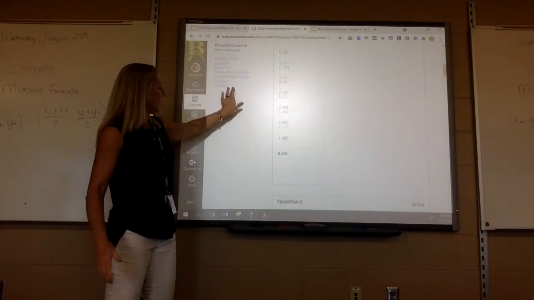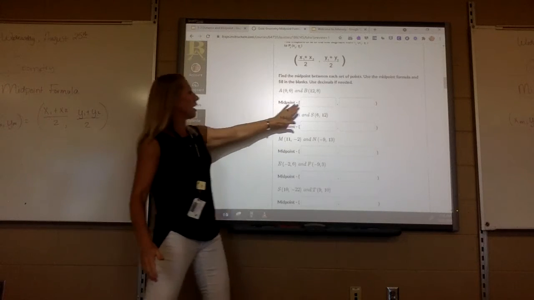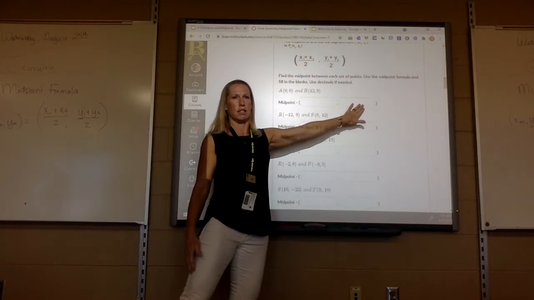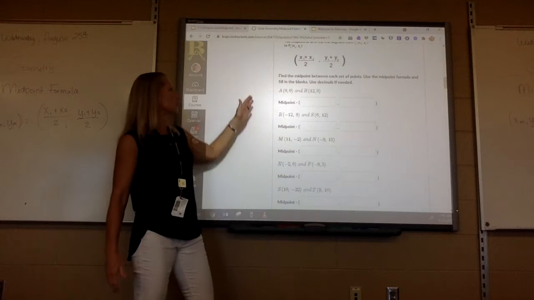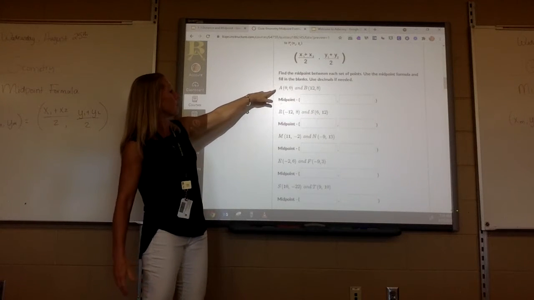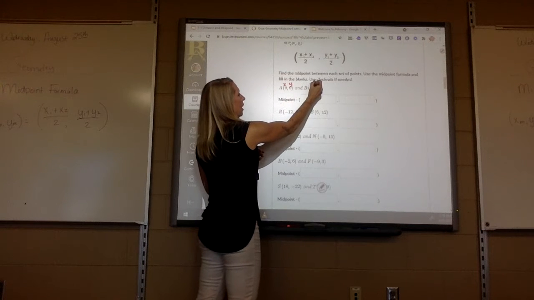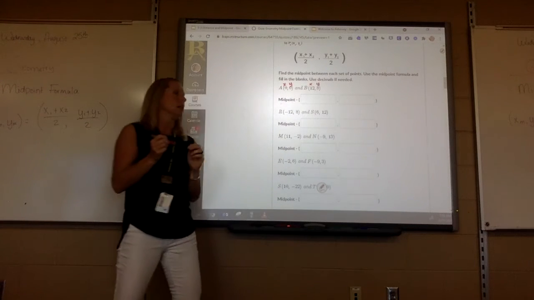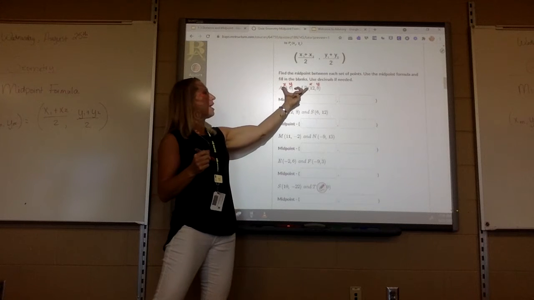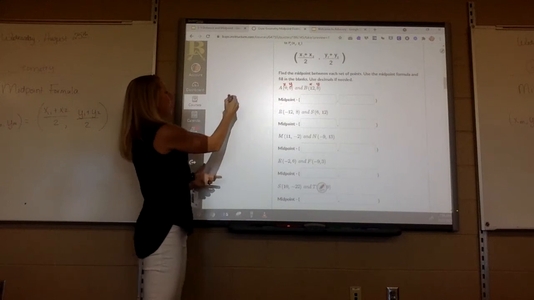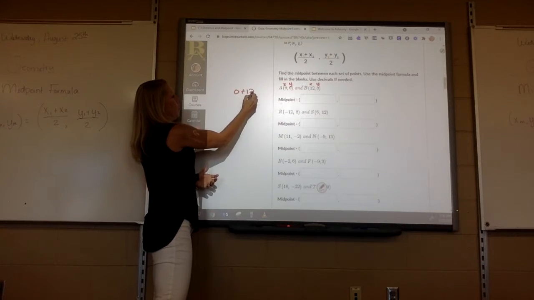So, if you look at number 2, do you see how I have a blank for each answer? So you have to do it separately. Let's look at number 2, the first one. Remember your points are x comma y, x comma y. So to get the x's, just add the x numbers together. What's 0 plus 12?